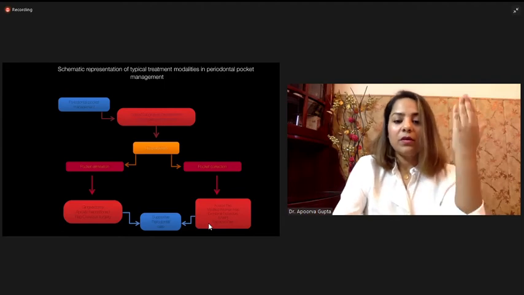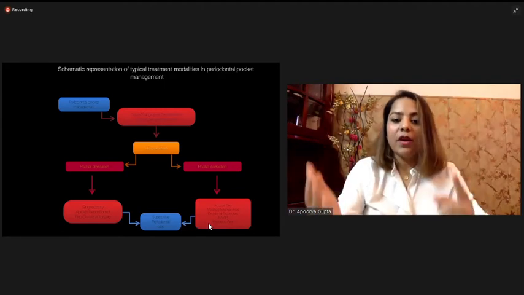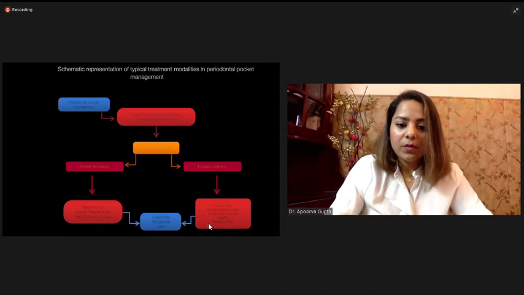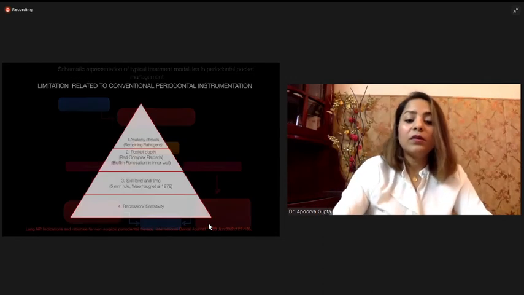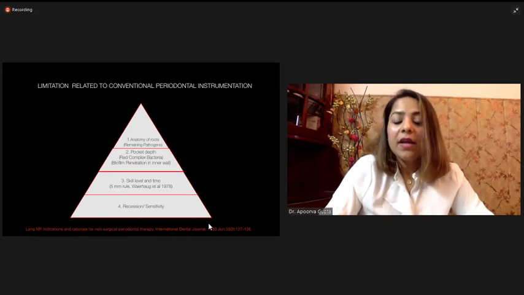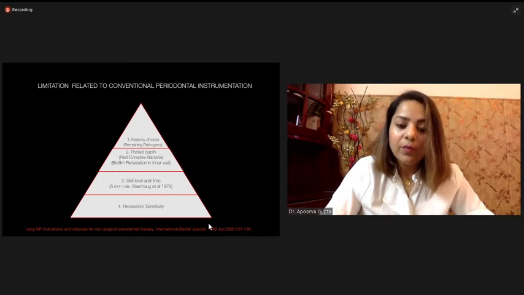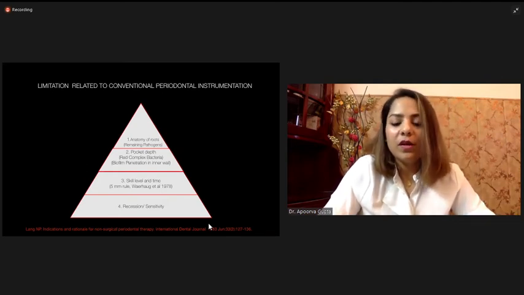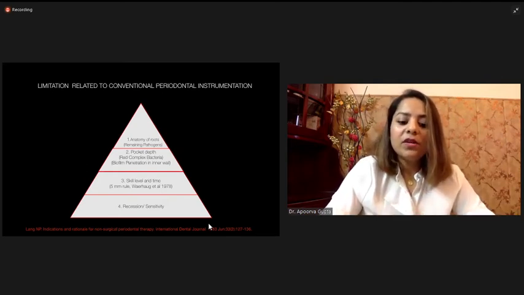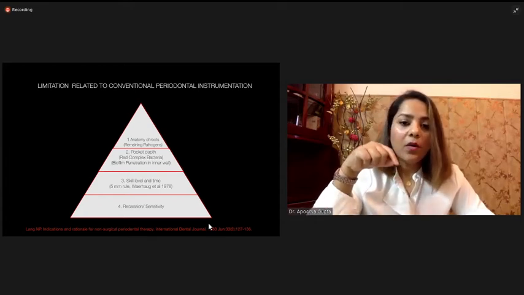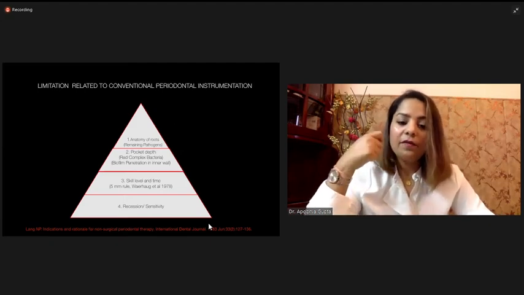So either we talk about scaling and root planing, or we just jump to the flaps. Why are we not talking about something that lies in between? It is because of the landmark study by Dr. Waerhaug in 1978, which talks about the limitation of mechanical instrumentation beyond a certain depth, which is 5 millimeters. He postulated in a study that a mechanical instrument, be it a scaler or a curette, cannot reach a level beyond 5 millimeters with that efficacy.